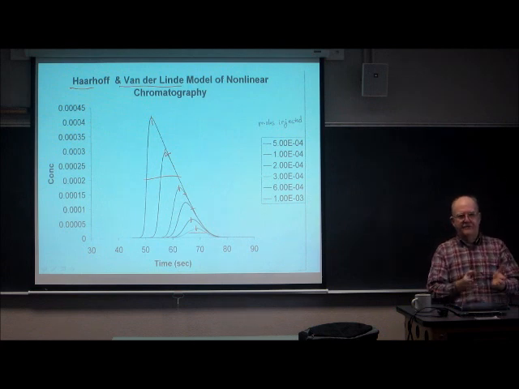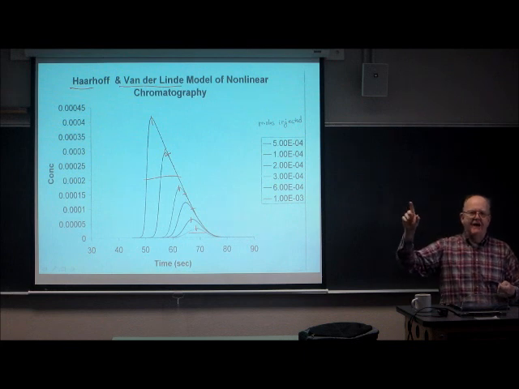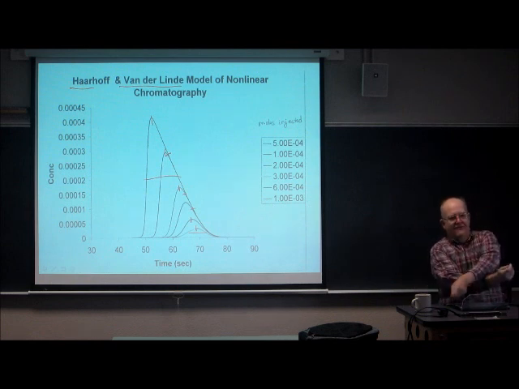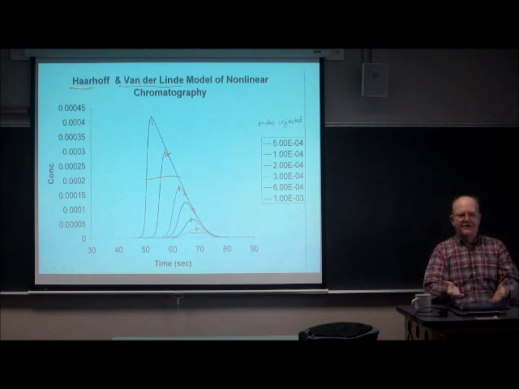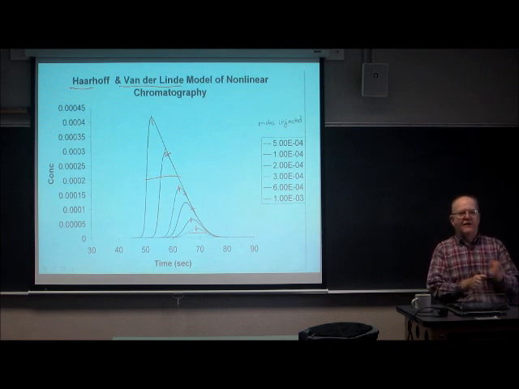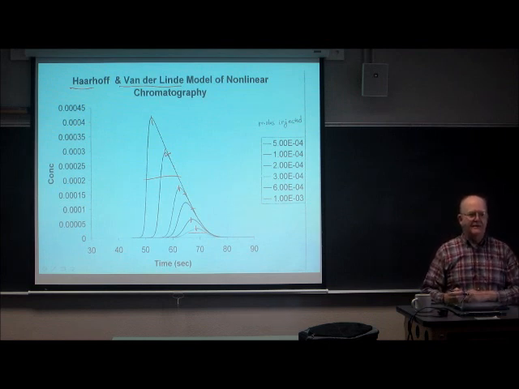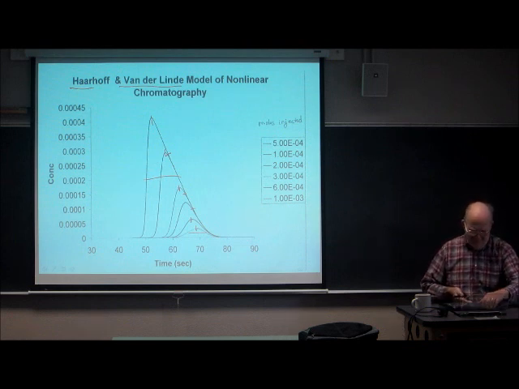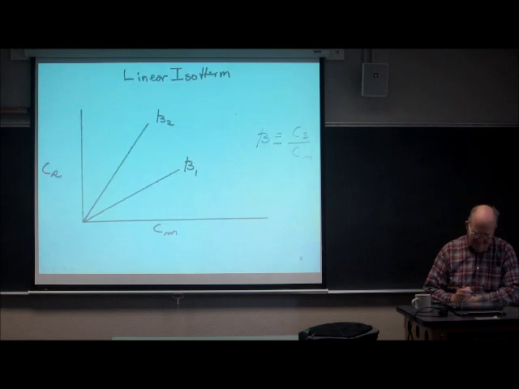I can't flip this over and show you, but in the day of transparencies I could. If I had a concave isotherm, an anti-Langmuir isotherm, I could take this and rotate it 180 degrees and show you what a fronted peak looks like. So imagine rotating this around the maximum, and that's what a fronted peak looks like. See, if I rotate this, it doesn't help. Okay, so why does this happen?